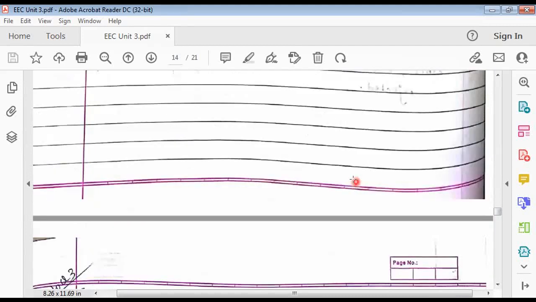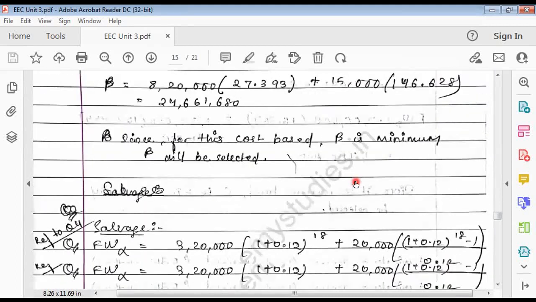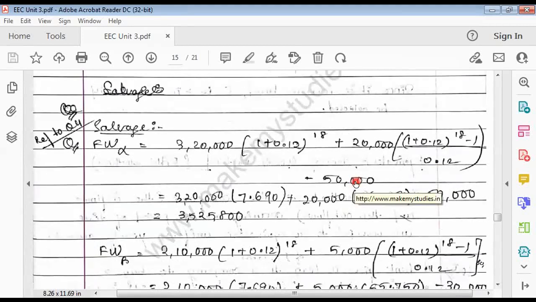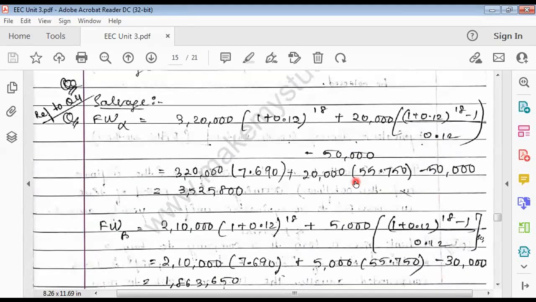This is over. Look at the solution. And I forgot to say which base case it is, revenue based or cost based. Let me again show you the question.